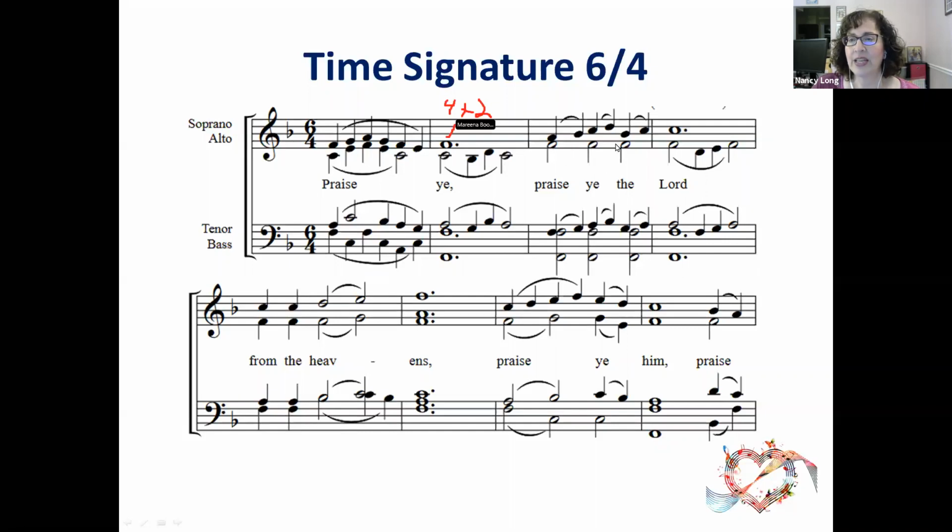Here's another good example. Here's in the alto line and the bass line. We have half note, half note, half note, 2, 4, 6. So that's our example of our own music that has a 6/4 time signature.